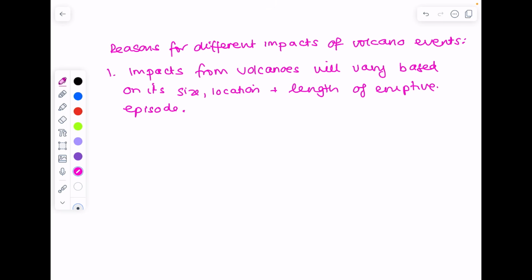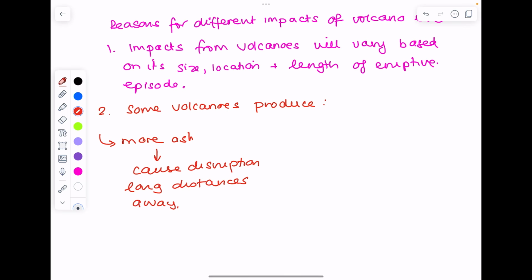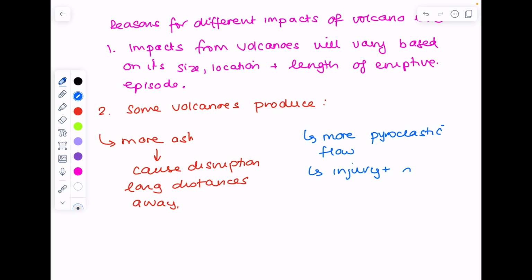We've already pointed out the various characteristics of volcanoes, so you're not guaranteed all of these characteristics when a volcano erupts. So we know that some volcanoes produce more ash, which causes travel disruption very long distances away when we take that Icelandic volcano eruption back in 2010. Some produce more pyroclastic flow, which cause a lot of injury and death to animals and humans.